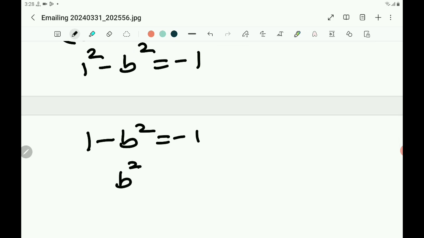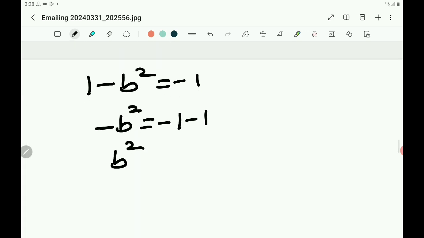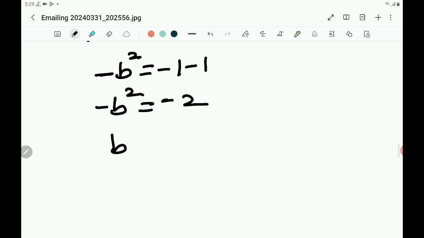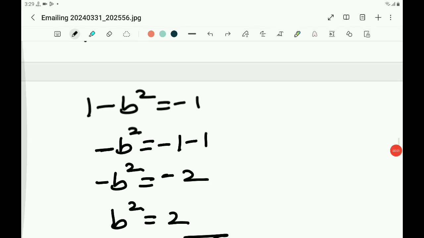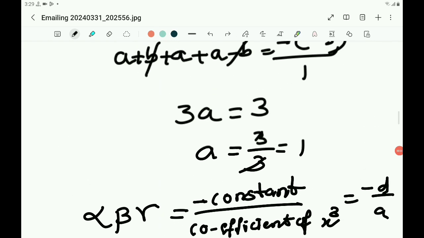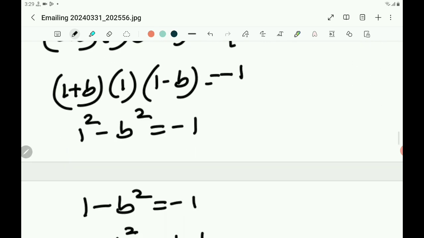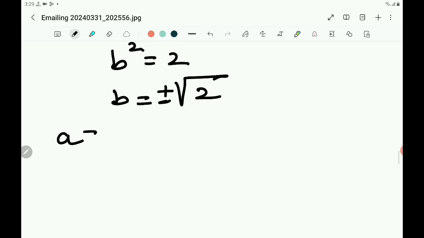Then minus b square is equal to minus 1 minus 1. Then minus b square becomes minus 2. Then b square equals 2, you will get. Then b is equal to plus or minus root 2. Now you got both the values. A equals 1 and b equals plus or minus root 2. Write the answer: a equals 1, b equals plus or minus root 2.